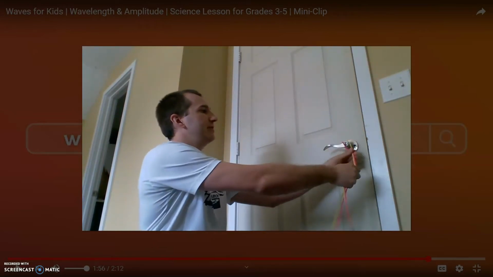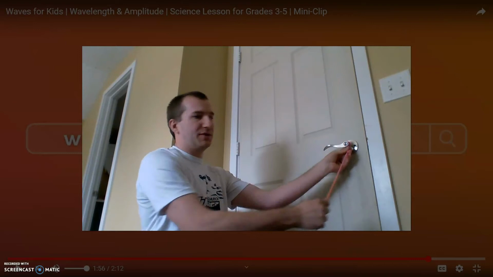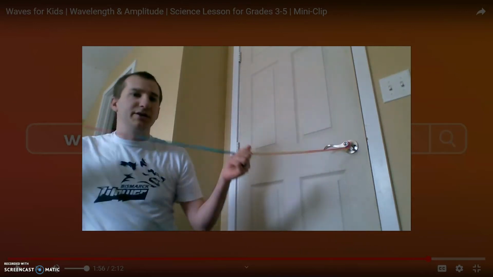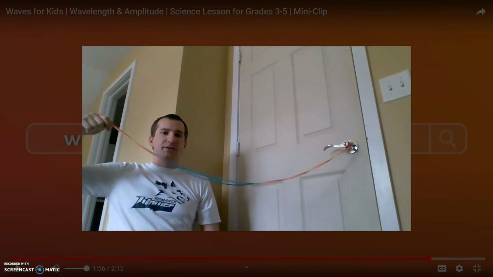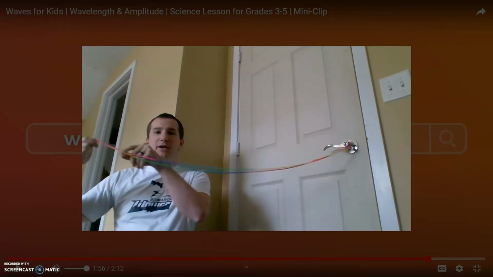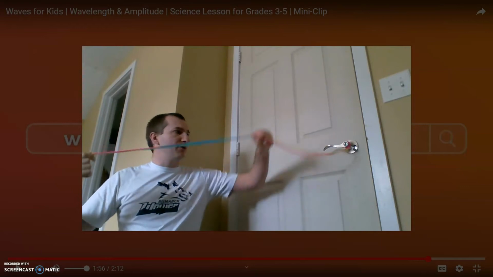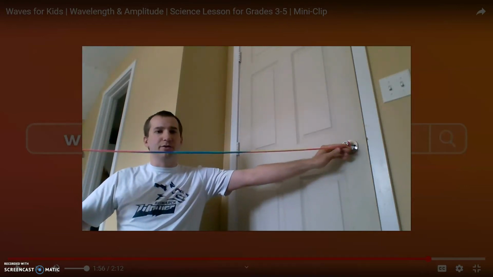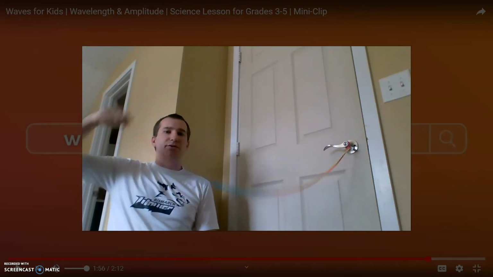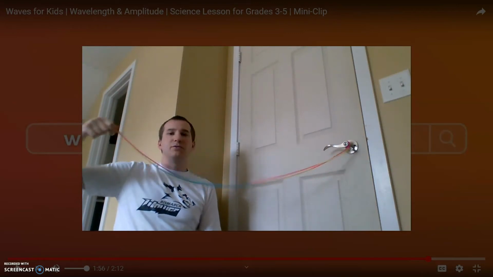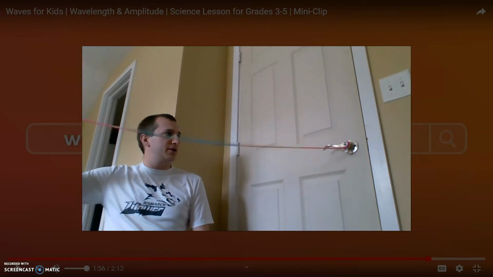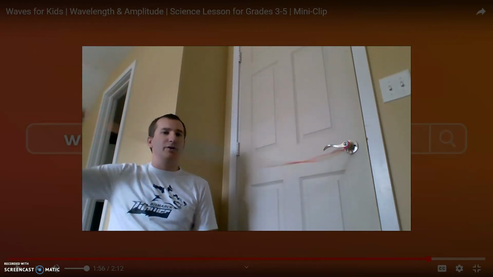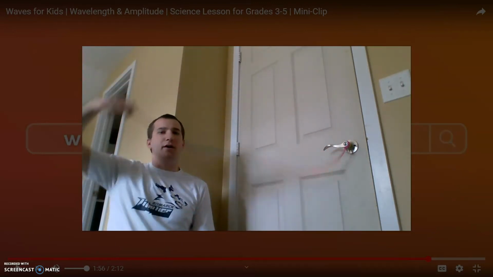So you're going to tie it around. Make sure it's tight. Now you're going to take the other end and you move your hand up and down. See how when I go up and I come back down, it forms a wave and goes all the way to the doorknob. So you're going to practice doing it, making your own waves. You can do some slow ones. You can go faster. You can try and go slower. You can try and go higher.